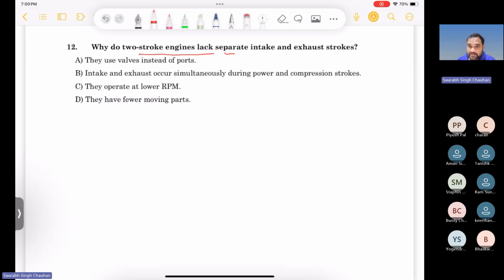They take place in the same stroke. So option A says they use valves instead of ports. Part B says the intake and exhaust occur simultaneously during the power and compression strokes. Part C says they operate at lower RPM. Part D says they have fewer moving parts.